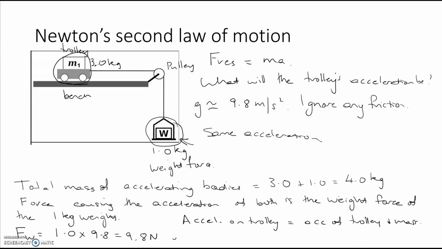So let's rearrange this. We've got A equals F over M. We have rearranged it from up here. So we could rearrange that to say A equals F over M. Now, I'm just going to put in the bits. A equals the force, which was 9.8, divided by the total mass, which is 4. And if we do the maths, that's 2.5 meters per second squared.